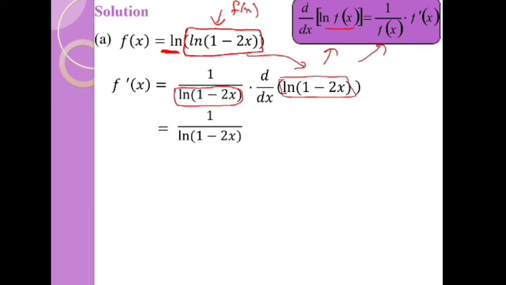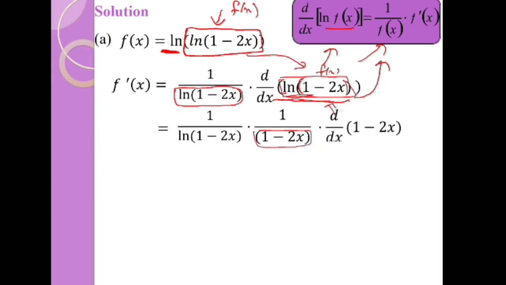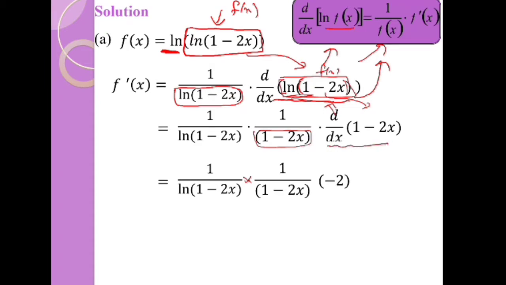Next is to differentiate the terms in this bracket. So to differentiate this term, this is natural logarithm. So you have to use this formula again. So to differentiate that, now the function is 1 minus 2x. That's the function for this logarithm. So when you differentiate it, you write 1 over 1 minus 2x and then multiply it with the derivative of that 1 minus 2x. And then just copying down for your next step and differentiate this term. You get negative 2. Simplify your answer.